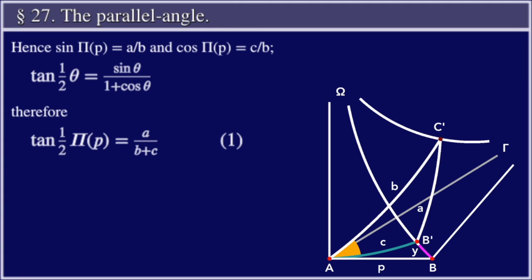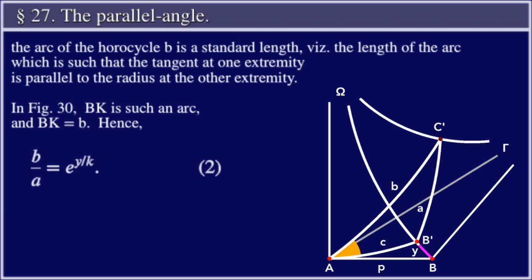Hence, the sine of the parallel angle Π(p) is equal to a divided by b, and the cosine of the parallel angle Π(p) is equal to c divided by b. Therefore, the tangent of 1/2 the parallel angle Π(p) is equal to a divided by the quantity b plus c. The arc of the horocycle b is a standard length, namely, the length of the arc which is such that the tangent at one extremity is parallel to the radius at the other extremity. In figure 30, BK is such an arc and equal to b. Hence, b divided by a is equal to e to the power y divided by k.